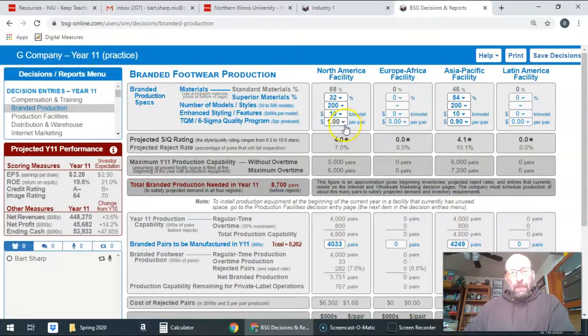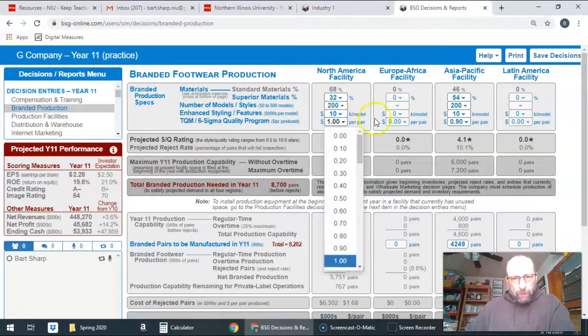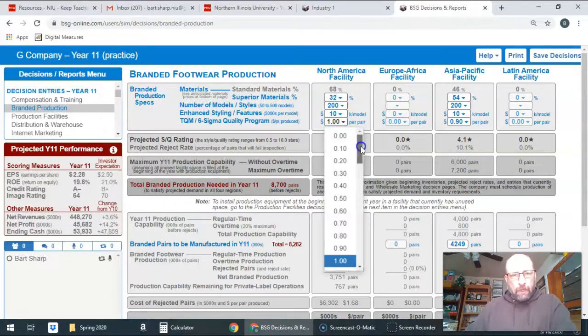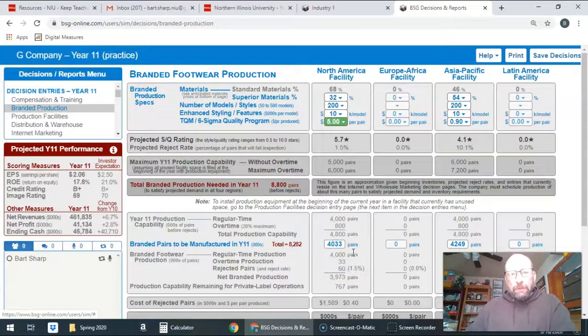Similarly, if you spend more on SQ, I can show you here, given these decisions, we're going to produce four-star shoes in our North American factory. Let's say I spend $5 per pair on best practices. That boosts my SQ to 5.7 this year.